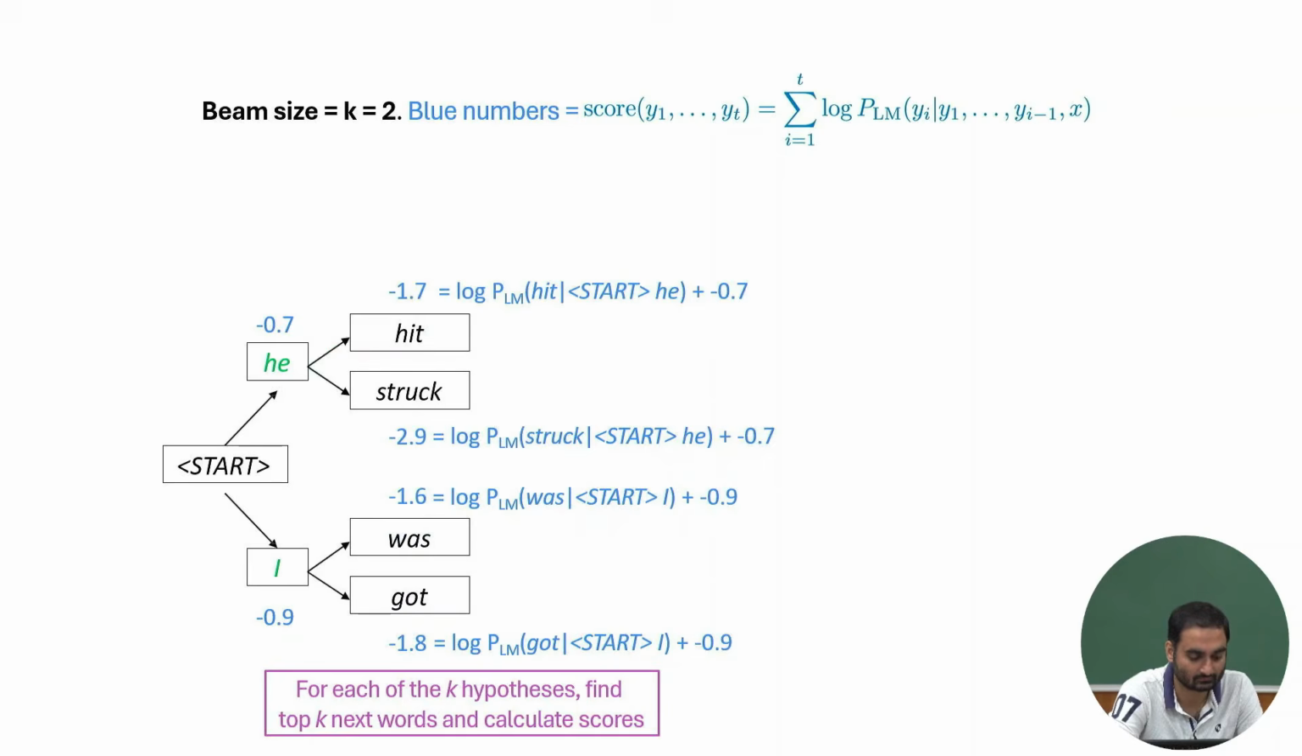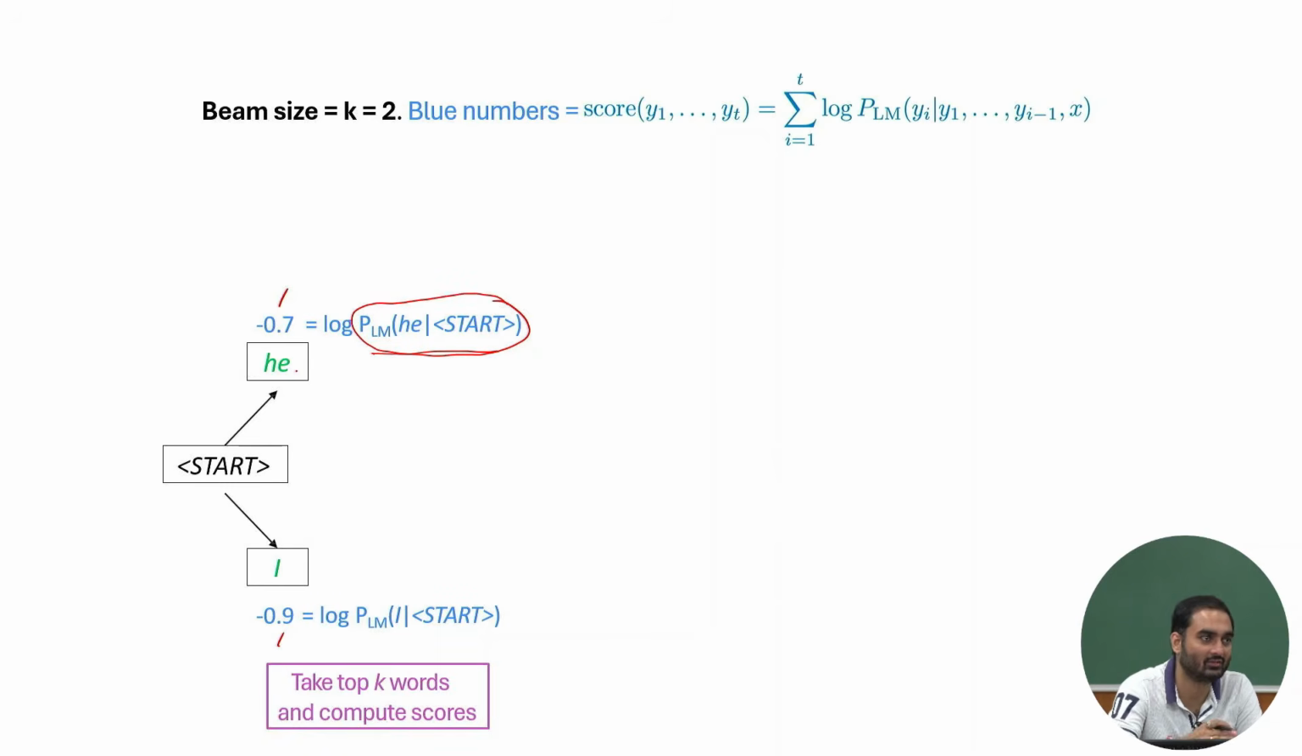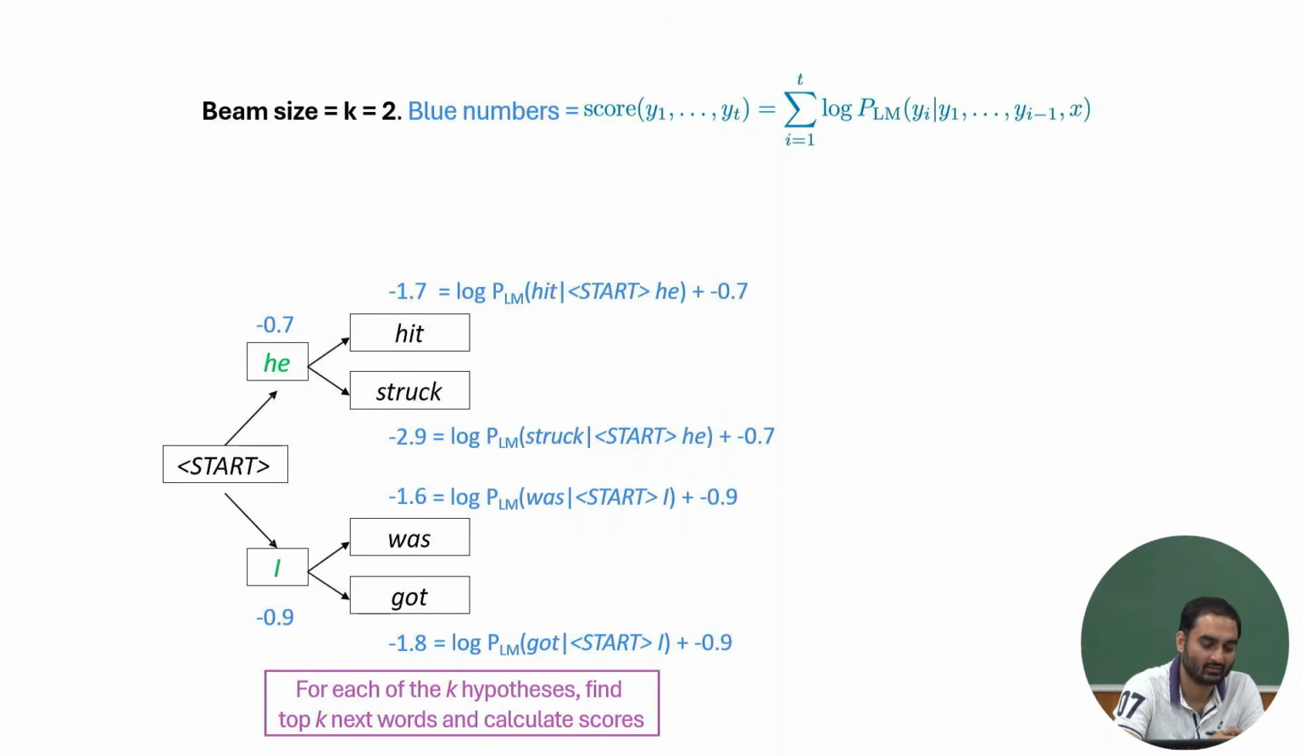Which one will I choose? I don't need to choose, because the value of k is already 2. Let's explore this further. Now from he, the next two tokens can be heat and start. From I, the next tokens can be was and got. So till this part, what is the probability? At this stage it is the probability of this plus the previous one, so the total is minus 1.7. Here the totals are minus 2.9, minus 1.6, minus 1.8.